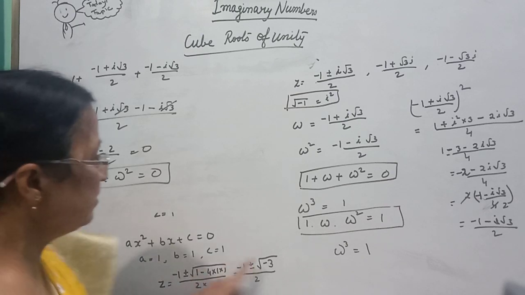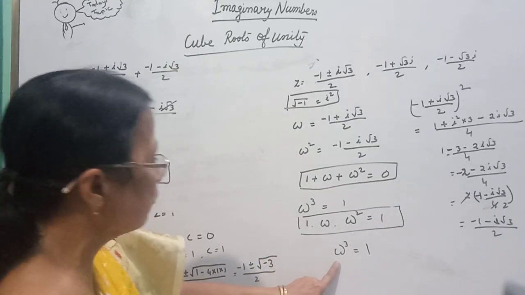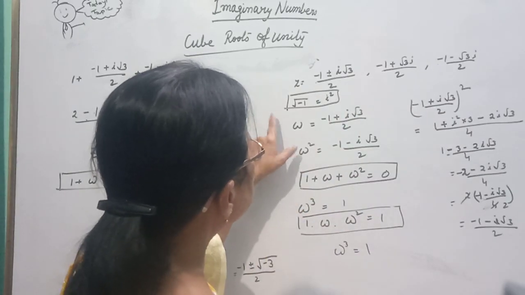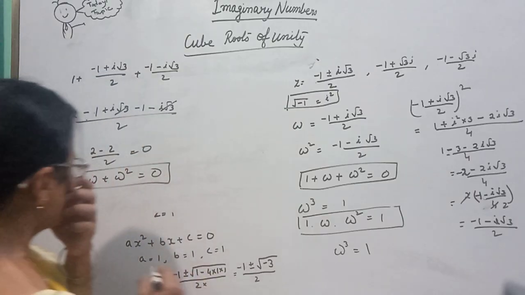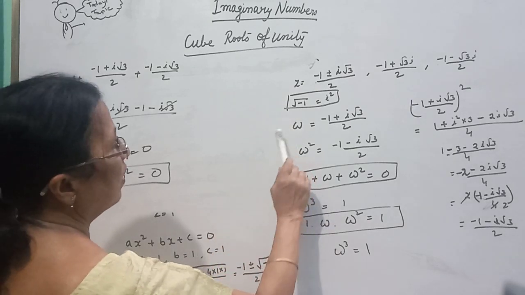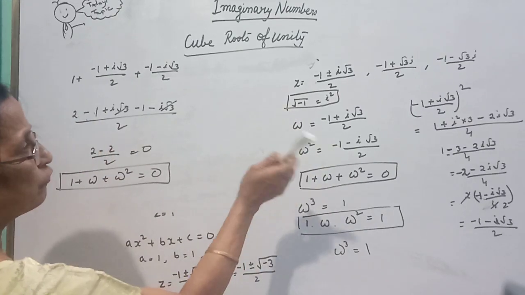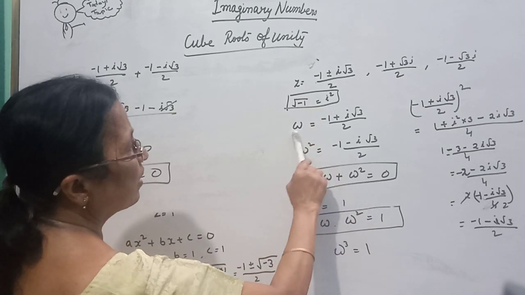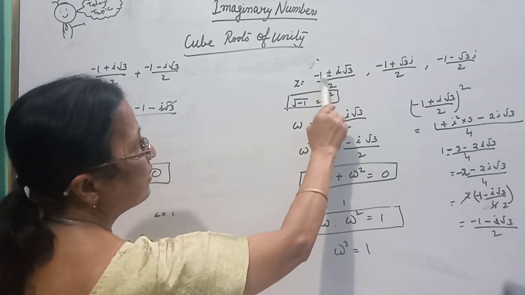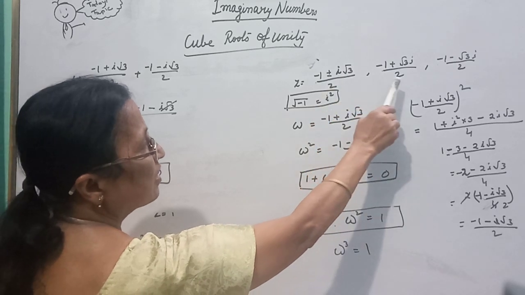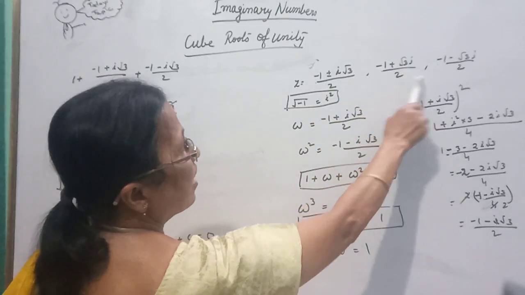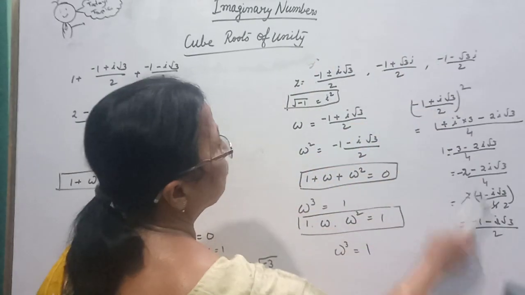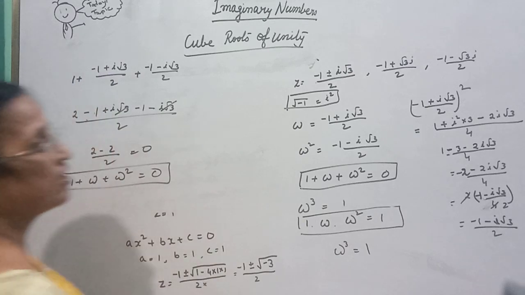So three things we have studied. We have studied that omega cube equals 1, and in complex numbers we can represent the cube root of 1 in this form. Minus 1 is equal to i square. Here we have taken minus 1 plus minus i root 3. One will be plus root 3 i, the other minus root 3 i. If you square them, they are squares of each other, and also reciprocals of each other.